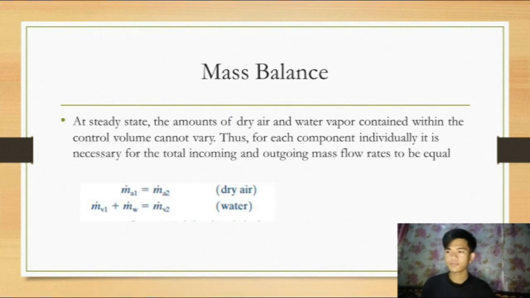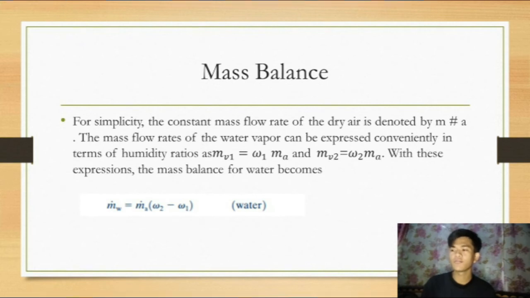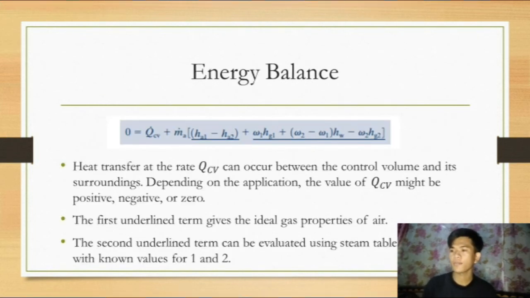From the figure, the amount of dry air and water vapor contained within the control volume cannot vary. Thus, for each component, it is necessary for the total incoming and outgoing mass flow rates to be equal, for dry air and for water. The mass flow rate of the water vapor can be expressed conveniently in terms of humidity ratio, which is shown in this equation. Next is the energy balance equation for conditioning moist air.